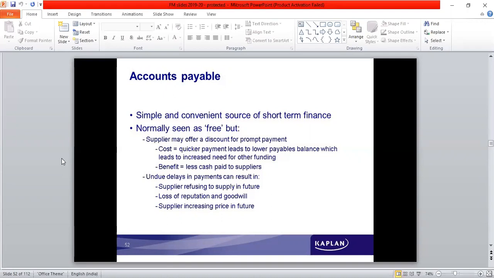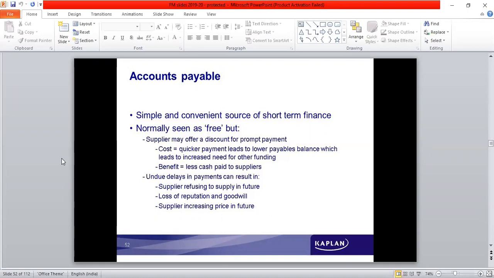So mostly this is the credit facility which is used by many companies because it's easily available. Almost all companies utilize this particular facility. It is a simple and convenient source of short-term finance because material is purchased on a continuous basis depending on the requirement, so it is a continuous process of acquiring material.